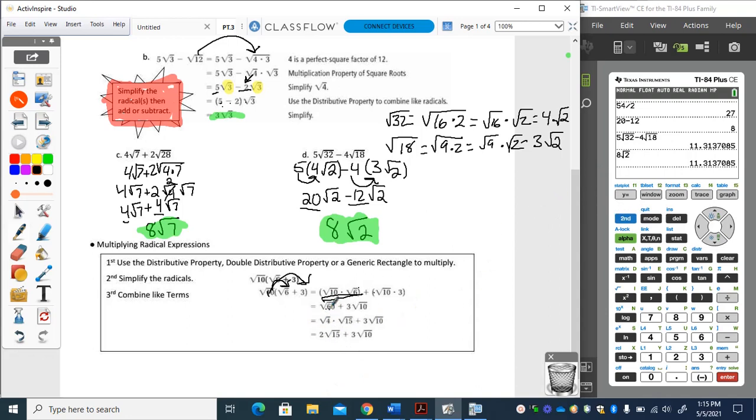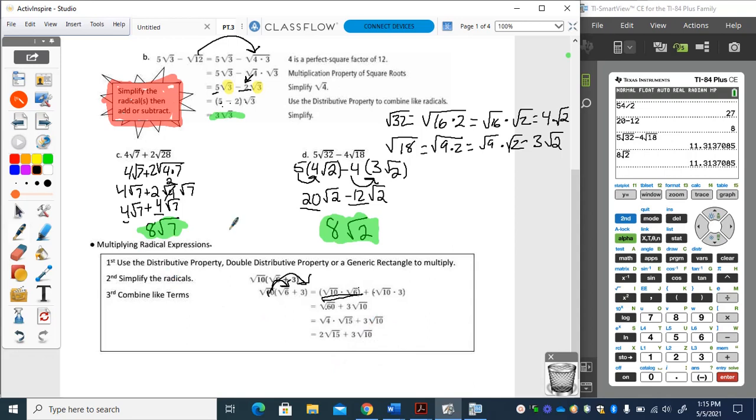So it's my highest perfect square that can go into 60. Well, that's 4. So 4 times the square root of 15 plus 3 times the square root of 10. Square root of 4 is 2. So we have 2 times the square root of 15 plus 3 times the square root of 10. And we can't really simplify it any further. And that's what we got.